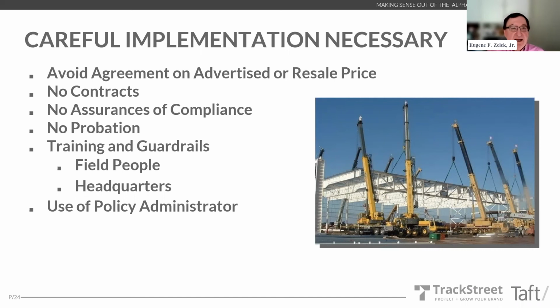No assurances of compliance. You don't want people calling up and saying, it's about time you did this. Where do I sign up? No sign-ups necessary. No probation.